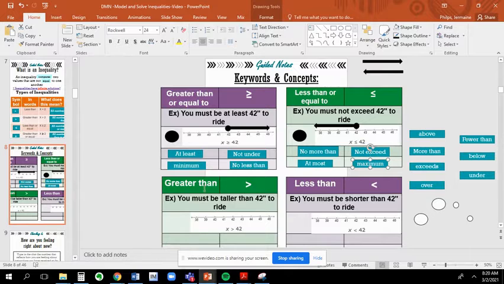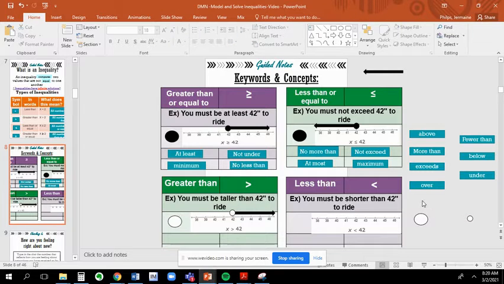Okay, going down to the greater than. For greater than, our circle is going to stay open. So we'll have an open circle for greater than, and we'll put our dot over to 42, just like we've done before. And our arrow is going to face to the right.